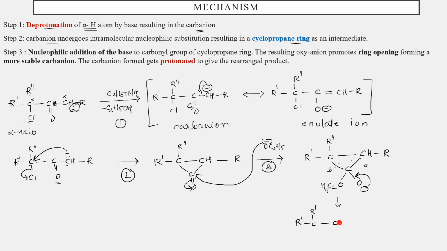So if it breaks at A, what are you going to get here? C double bond O, OC2H5. Okay. So if it breaks at A, you're going to get a carbanion. So this is the cleavage at A. If it breaks at B, now I will squeeze the structure because I am not having much space here. This is OC2H5 and this is the carbanion.